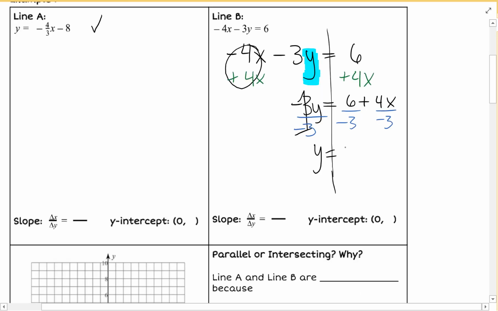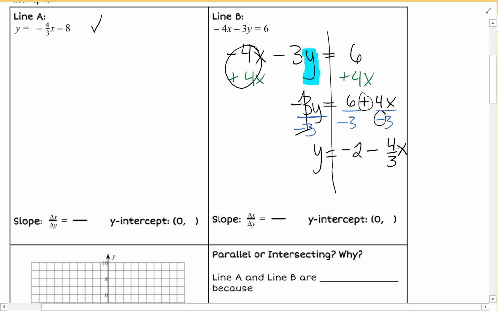Y equals negative 2. We have positive 4x over negative 3. So positive over a negative will be a negative. 4 over 3 cannot reduce, but if you can reduce your slope, you always should. And the x, we'll write right next to the slope.